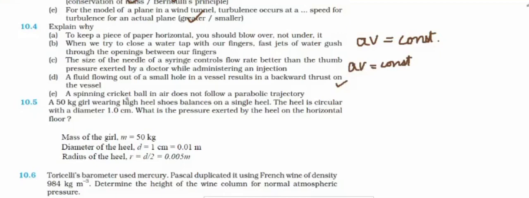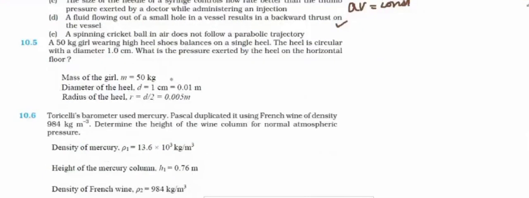Then, question 50. Data is given. Mass of the person is 50 kilogram. Diameter of the heel is 1 centimeter, and radius of the heel is also given. Now, you have to calculate the pressure. Pressure is equal to force by area, and area can be written with the radius, so P equals F divided by pi r square, where F is equal to mg. M is given as 50. So substitute the values and find the answer.